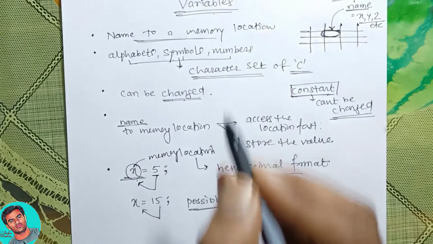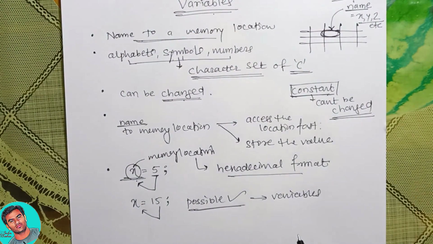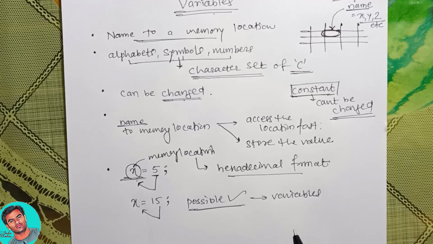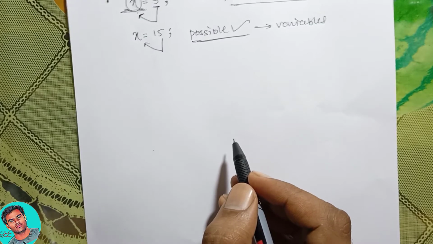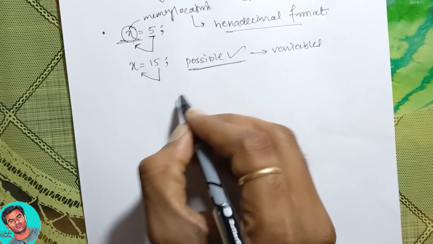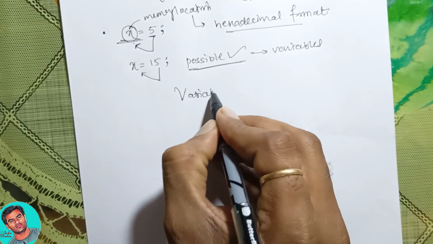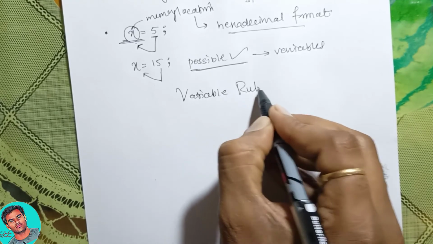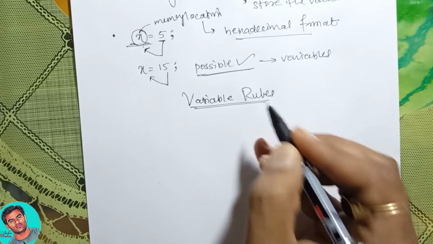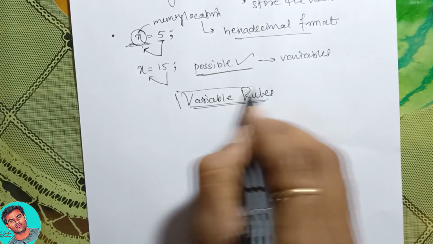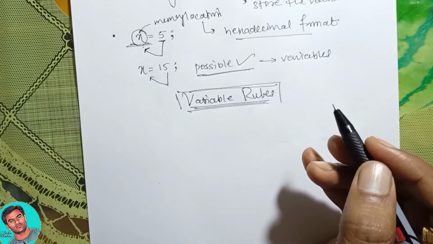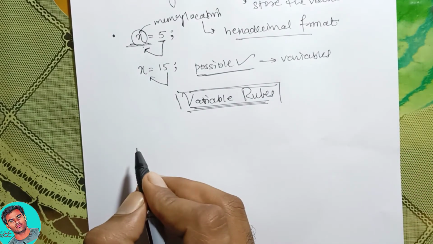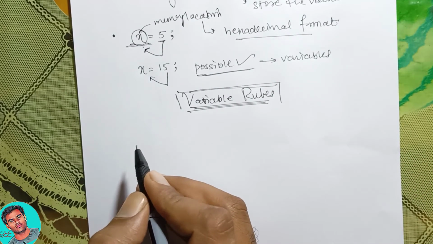Okay, now we move to the next part, and that is very important. Friends, there are some variable rules. So I'm going to write here: variable rules, which are very important, because without knowing the rules we are not able to understand what exactly a variable is.